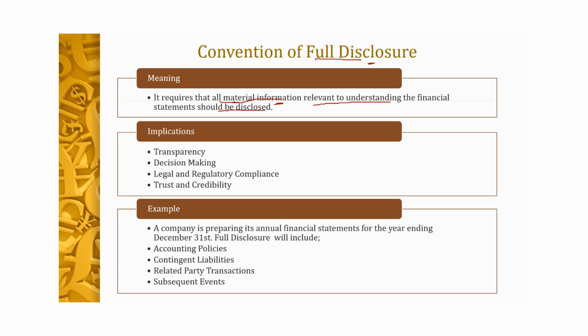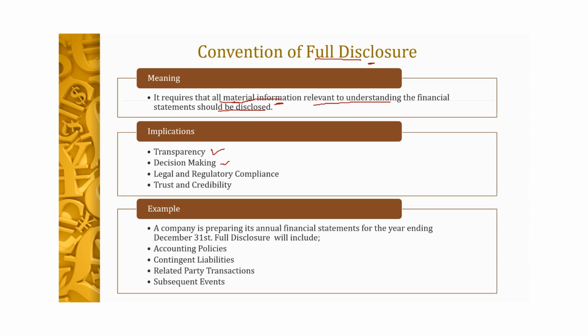The first one is transparency. जब हम सारी चीज़ें, सारी मटेरियल इंफॉर्मेशन को फाइनेंशियल स्टेटमेंट्स में डिस्क्लोज करेंगे, सारे स्टेकहोल्डर्स को इंफॉर्मेशन प्रोवाइड करेंगे, तो डेफिनेटली जो हमारी फाइनेंशियल स्टेटमेंट्स होंगी वो ट्रांसपेरेंसी डिपेक्ट करेंगी, और कंप्लीट पिक्चर देकर investors and stakeholders को various kind of decisions लेने में help करेंगी.